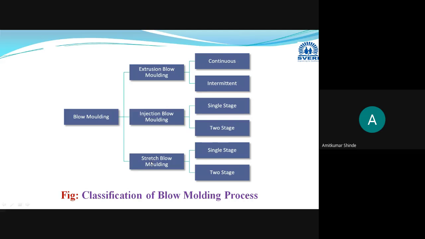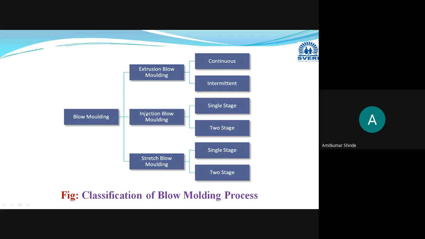Whichever different steps or concepts are used on that parison, on that parison we are performing some initial operations to manufacture it, or to give the parison the desired shape and size. Depending on that process only, blow molding is classified in three types: extrusion blow molding, injection blow molding, and stretch blow molding. One by one I will explain it in brief.